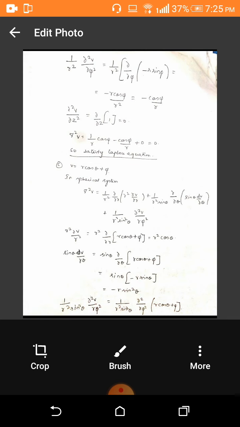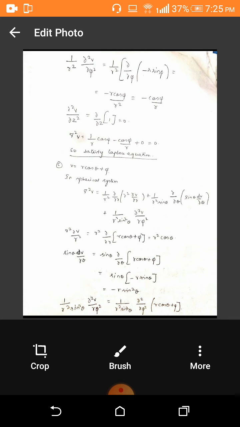Fine. Now let us go for the third thing. Third thing is in your spherical system. So we are going to use the function V is equal to r cos theta plus phi. So in spherical system, your Laplace condition del square V will be equal to 1 by r square dou by dou r of r square dou V by dou r plus 1 by r square sin theta dou by dou theta of sin theta dou V by dou theta plus 1 by r square sin square theta dou square V by dou phi square.